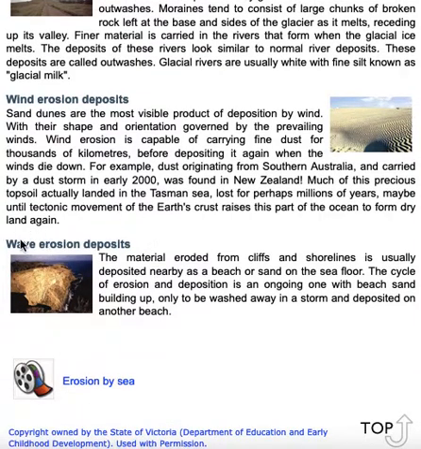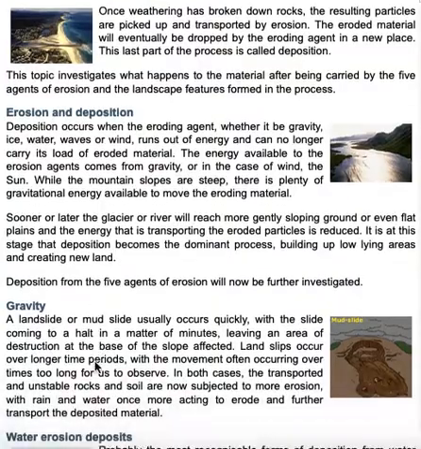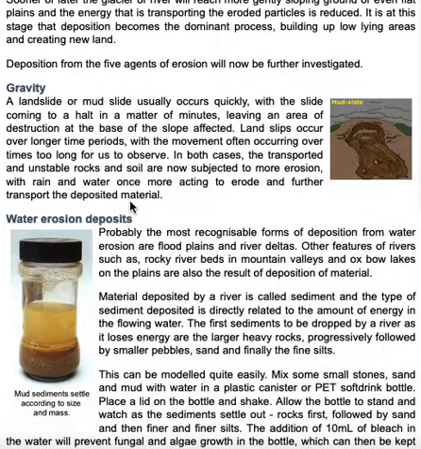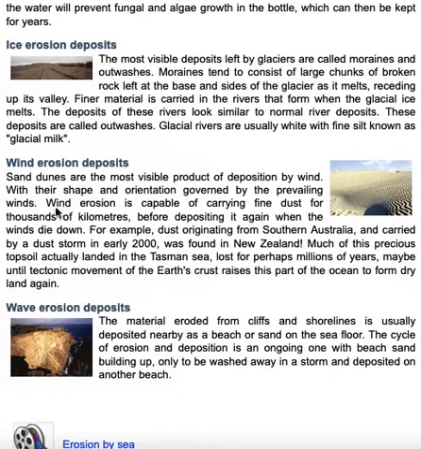Waves are also an agent of erosion. Wave erosion deposits. The material eroded from cliffs and shorelines is usually deposited nearby as a beach or sand on the seafloor. The cycle of erosion and deposition is an ongoing one, with beach sand building up, only to be washed away in a storm and deposited on another beach. So here are your agents of erosion. You have gravity, you have water, you have ice, and you have wind, and you have waves.